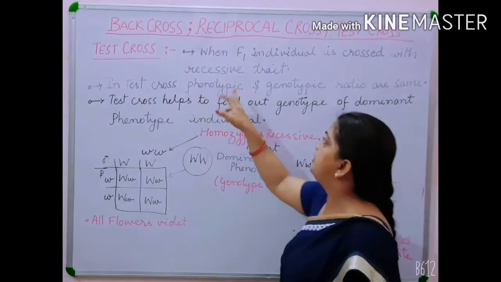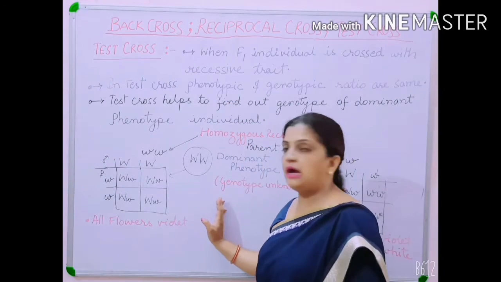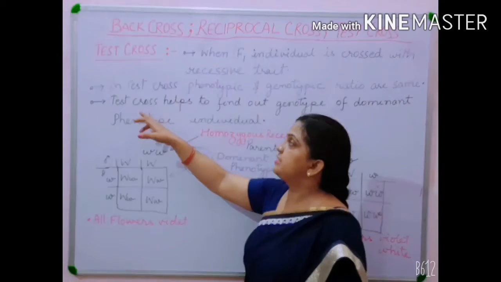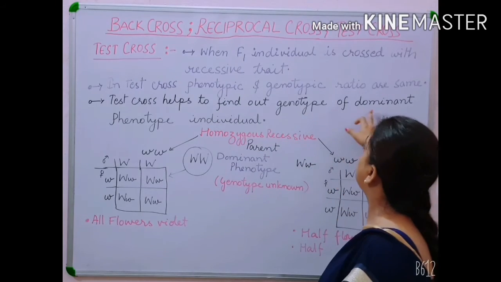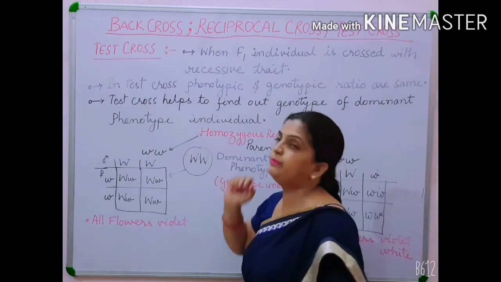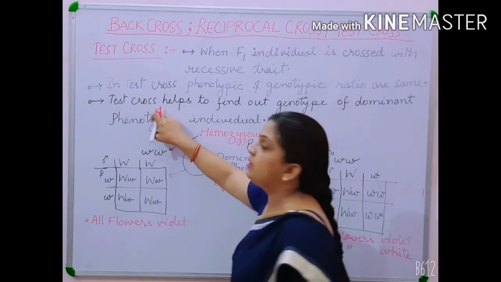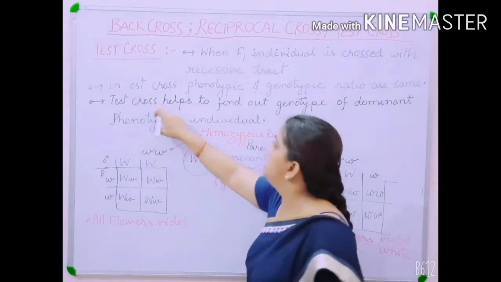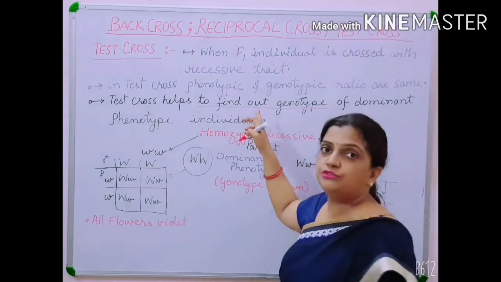And then the second point is, in a test cross, phenotypic and genotypic ratio are the same. This I will be proving after explaining this calculation. And then the next point is that the test cross helps to find out the genotype of a dominant phenotype individual. This is very important to understand, what is the test cross for? Test cross is being done to find out the genotype.